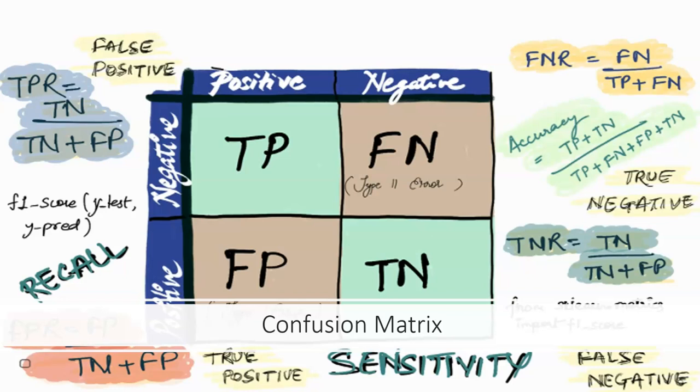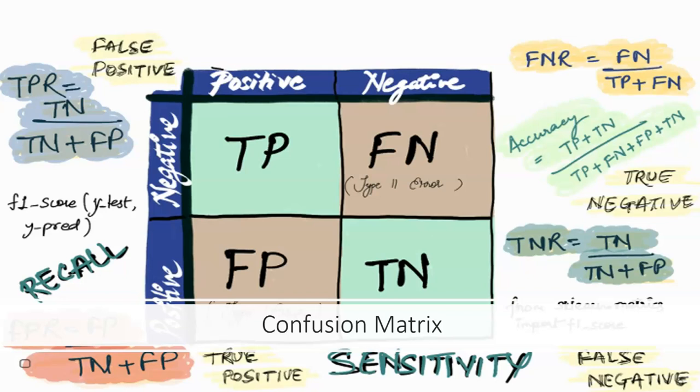This is very interesting, and it helps you find accuracy. Accuracy is TP plus TN, divided by all the parameters: TP plus FN plus FP plus TN. This is a very simple formula for finding accuracy. Then we have FNR, TNR, and formulas for specificity, error, false positive rate, and true positive rate. A lot of formulas can be derived from this, and you will love it if you understand it.